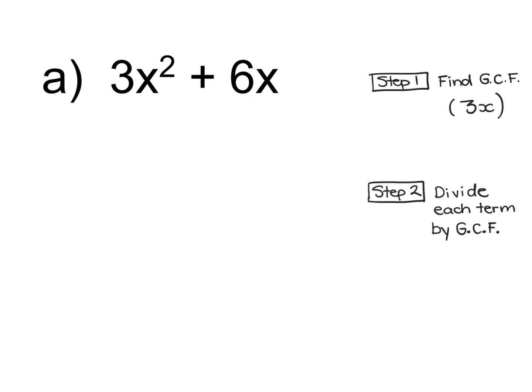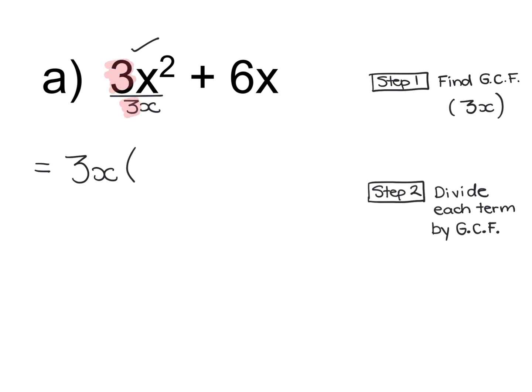Now step 2 is to divide each term by the greatest common factor. So we put an equal sign and the greatest common factor and then a bracket, and now we're going to divide each of the terms by the 3x. Let's start off with the first one and divide this by 3x. Now 3 divided by 3 is just 1.